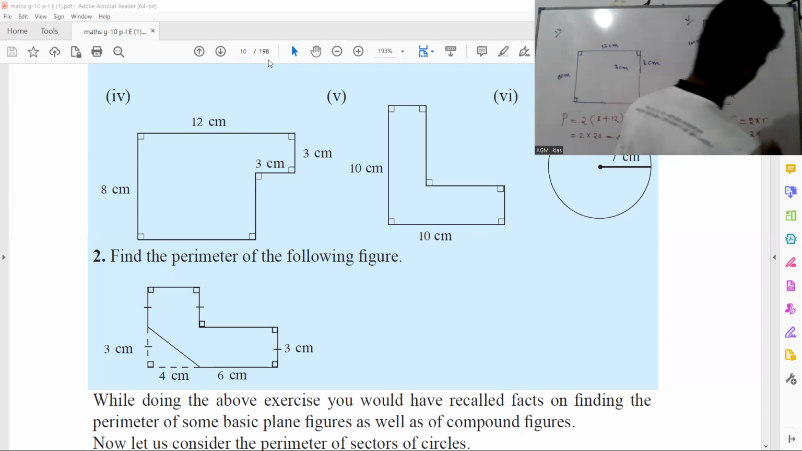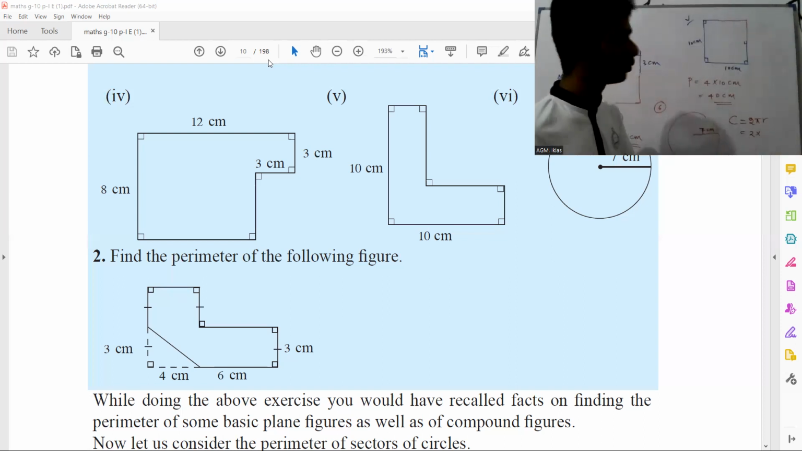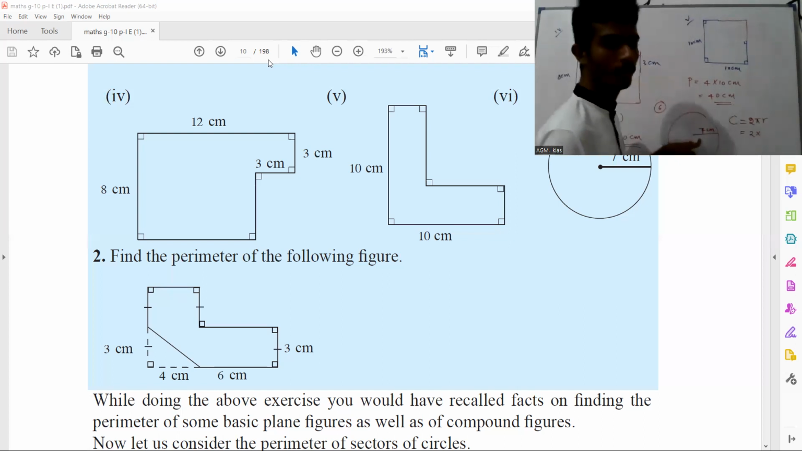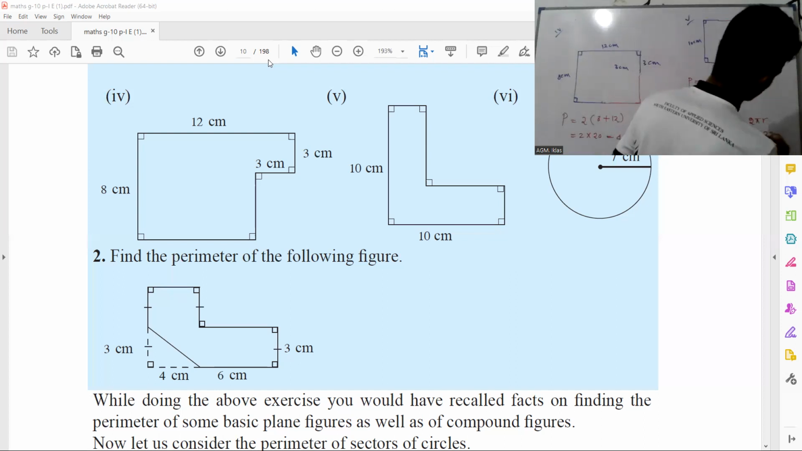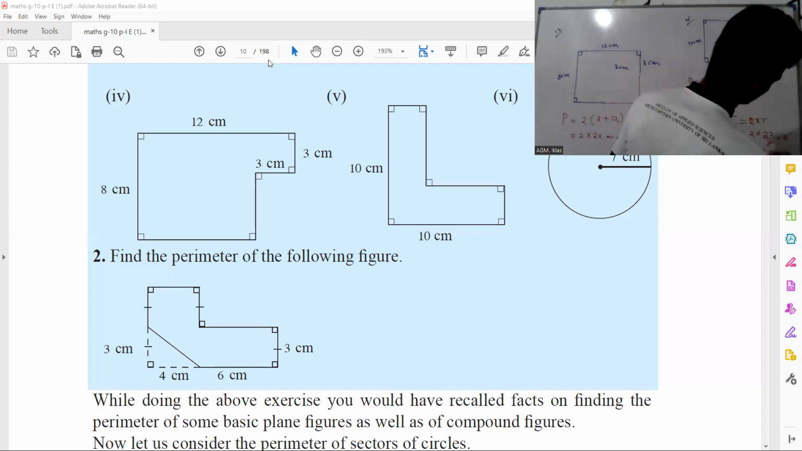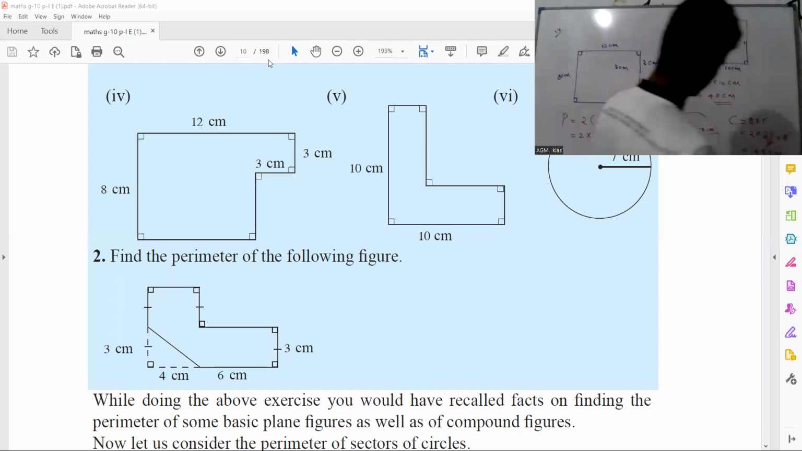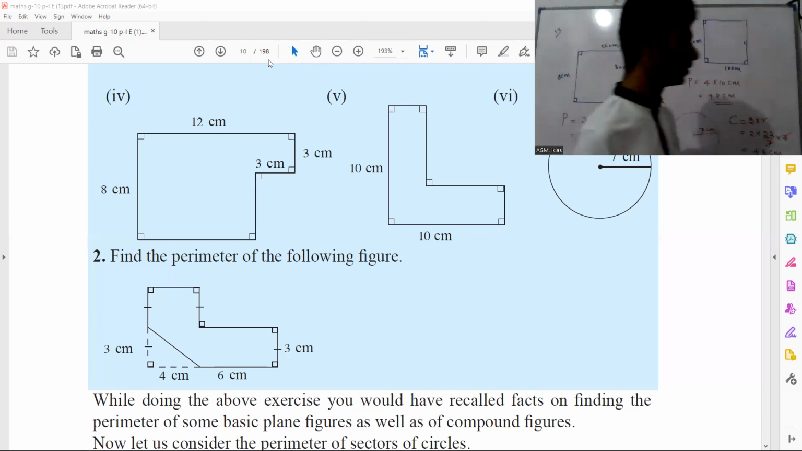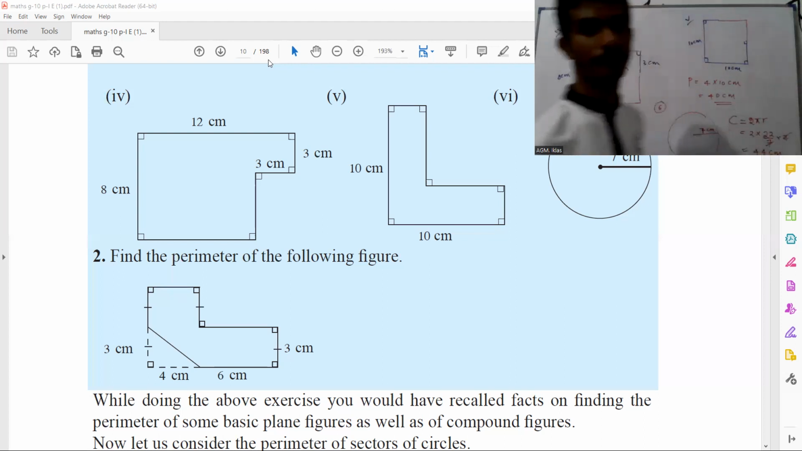So 2, instead of pi, we can replace 22 by 7 or 3.14. But since the radius is 7, I'm going to use 22 by 7 into 7. So I can delete these 7s and get 44 centimeters. So that is the circumference. Circumference means the perimeter of a circle, so we denote it as C.